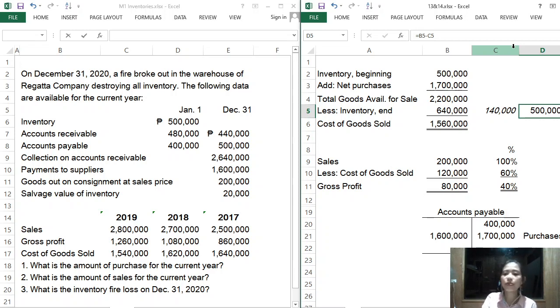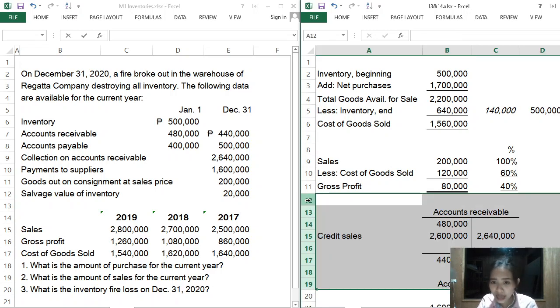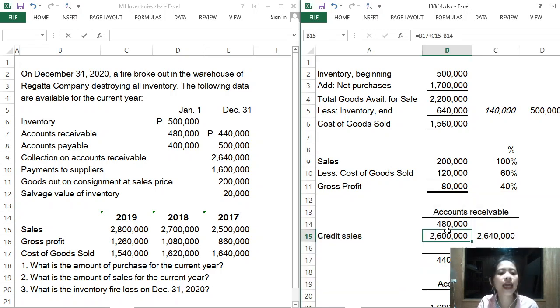So, for question number 1, how much is the purchase? That's 1.7. Question number 2, the sales. That's 2.6. And the inventory fire loss, that's 500,000. So, medyo analytical ang problem na to, but I like it. Okay, so medyo ma-review tayo sa ibang concepts na nadaanan na natin before. So, I think that would be the last problem for this.